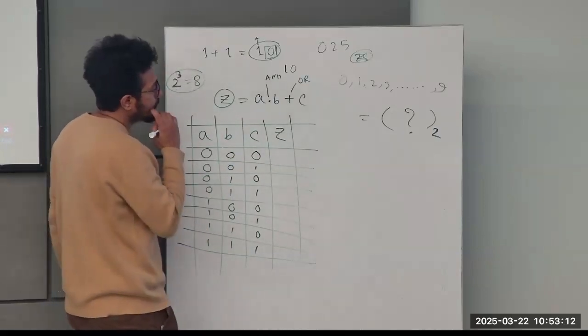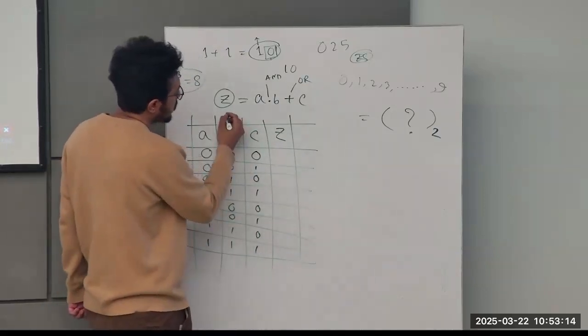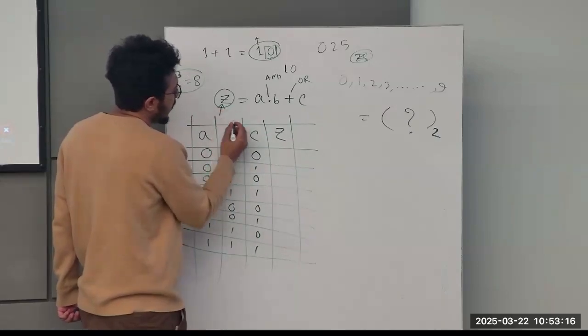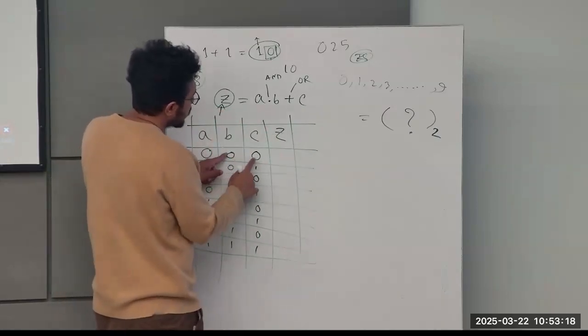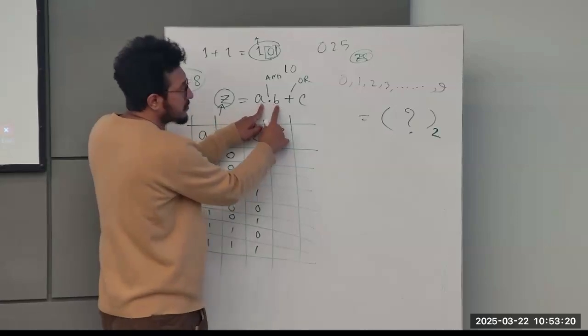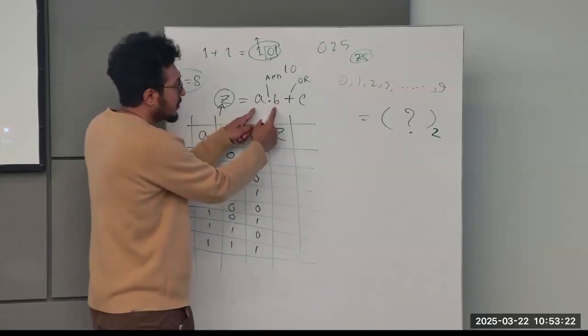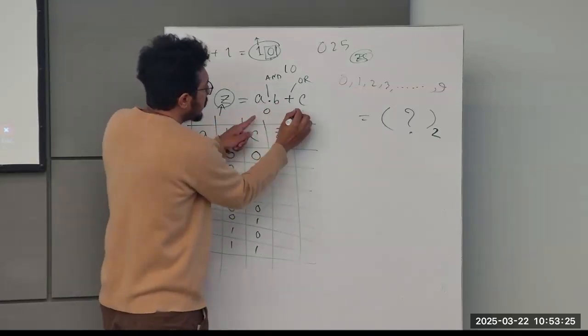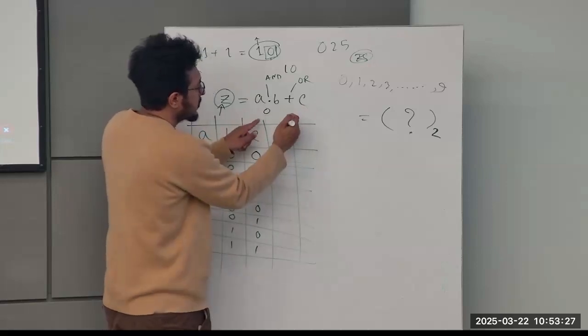Now going back to our Boolean function, what is the truth table here? So let's think about it. Now go ahead and put the zeros here. 0 and 0. What is 0 and 0? 0. And 0 or 0. What is that? 0.